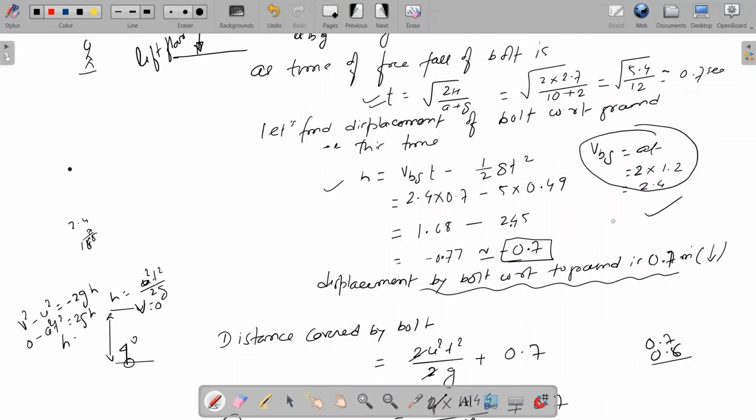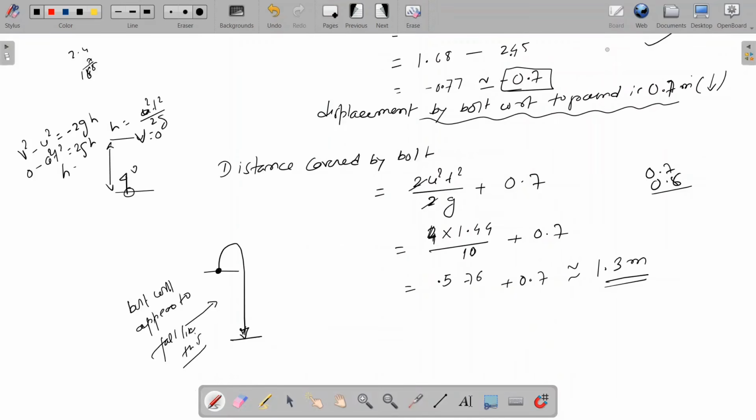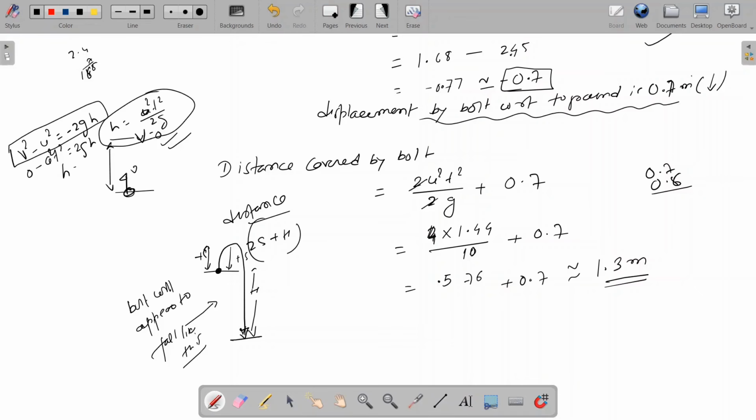But remember, displacement and distance are not the same thing. The bolt first travels upward and then comes downward. Therefore, to calculate the total distance traveled by the bolt, we must calculate both parts separately. First, we calculate the maximum height reached by the bolt. At the highest point, the final velocity of the bolt becomes 0. So, using v squared equals u squared plus 2as, we can calculate the upward distance traveled by the bolt. The upward distance is u squared divided by 2g.